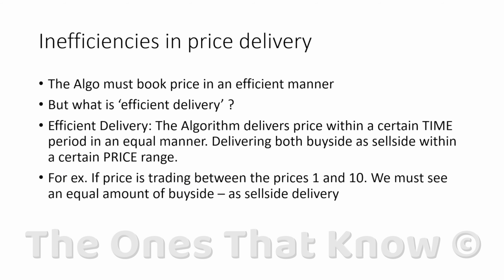For example, if price is trading between the prices of 1 and 10, we must see an equal amount of buy side and sell side delivery. If between the prices 1 and 10 we see, for example, buy side delivery twice, but sell side delivery only once, there's an imbalance in the delivery of price. So the algorithm will deliver sell side again within that price range to actually balance it and deliver efficiently.